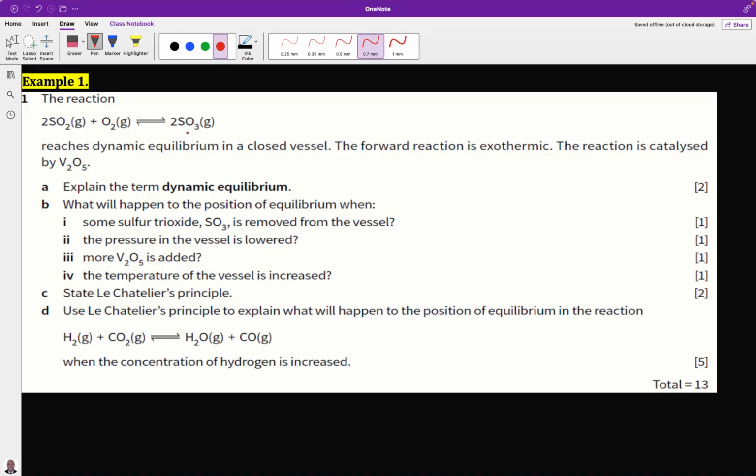from the vessel, the equilibrium is no longer there. So for an equilibrium to be established again, more of the reactant will have to react to form more of the product. In that case, removing this will shift the equilibrium to the right. So the answer for B1 is: the equilibrium shifts to the right for the production of more sulfur trioxide.